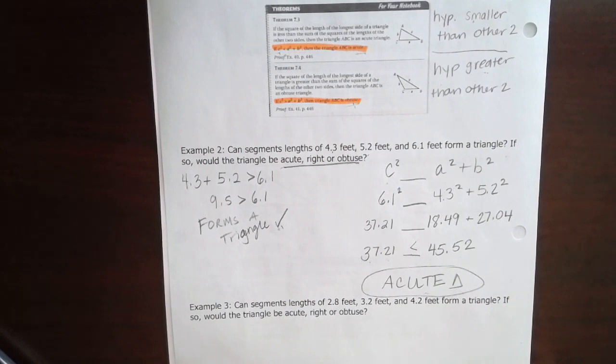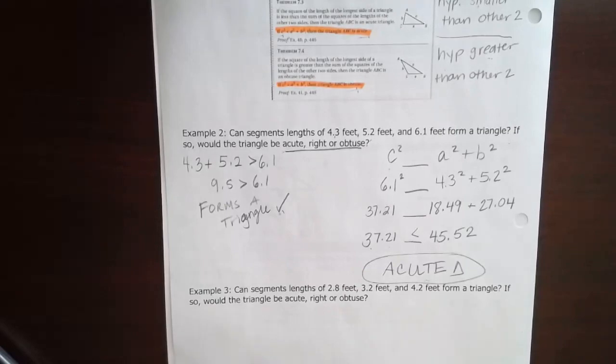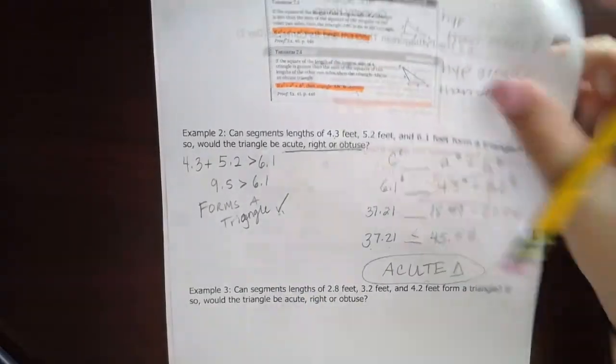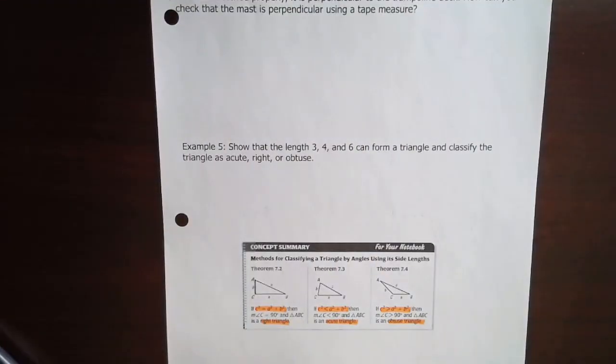Example 3 is the exact same concept. You're going to plug it in, figure out does it form a triangle, and figure out is it acute, right, or obtuse if it forms a triangle. Okay, I'm going to let you guys do that one.